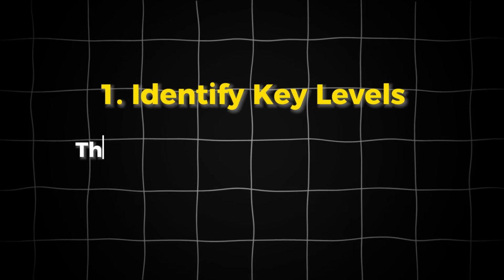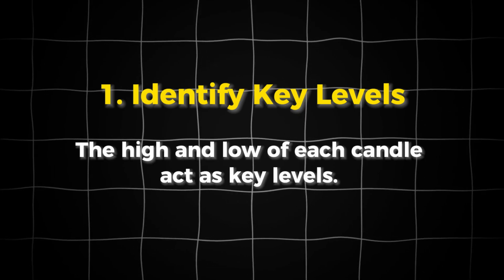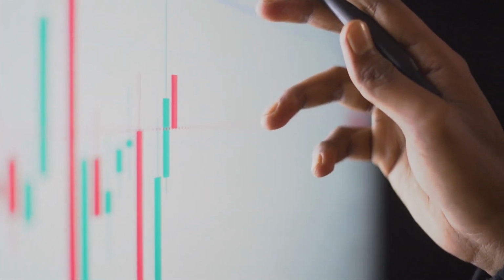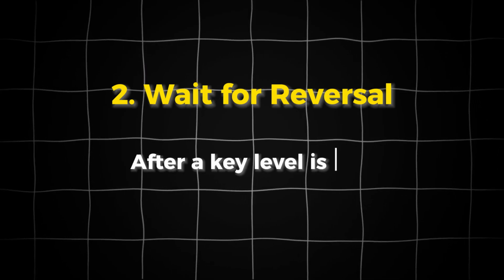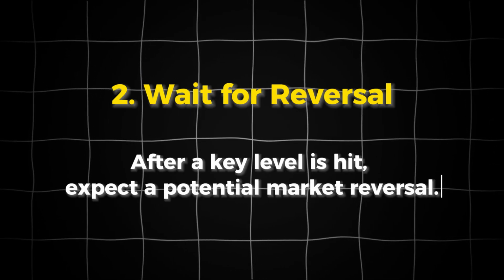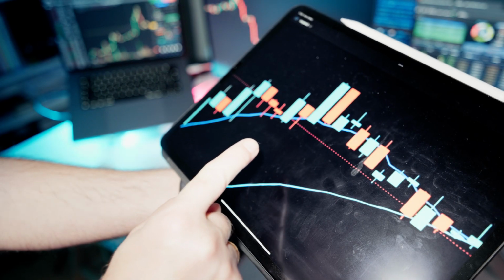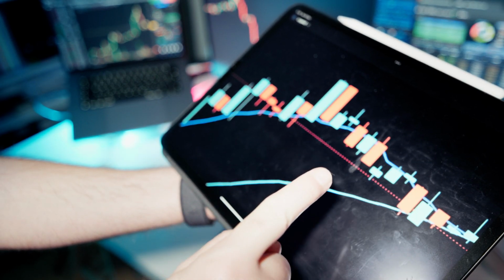How to use CRT. Identify key levels. The high and low of each candle act as key levels. If the market breaks this key level on any time frame, it is considered hit. Wait for reversal. After a key level is hit, expect a potential market reversal. This can be observed on smaller time frames.